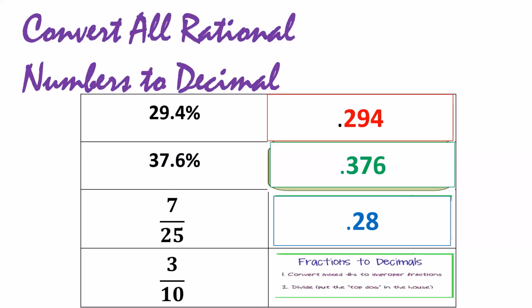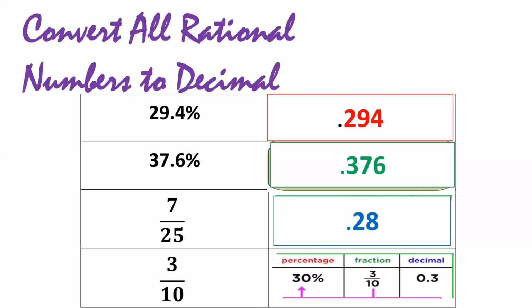Next, we have a fraction to a decimal, but this time we should be able to recognize 3/10 because it's a common fraction, and we should be able to convert it very easily. 3/10 should be equivalent to 30%, and 30% should be equivalent to 3/10.